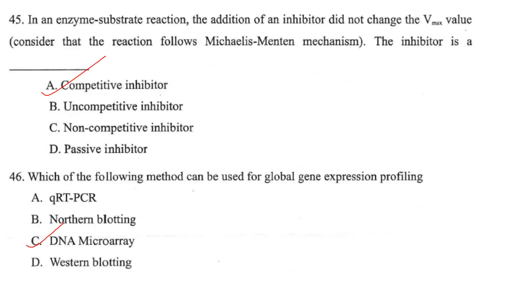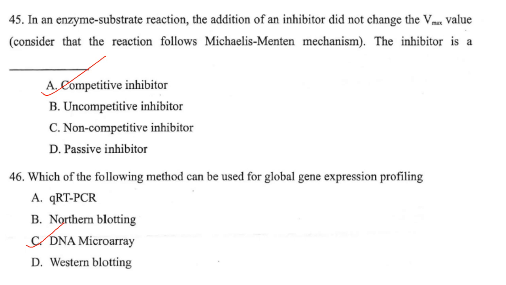Then next one. In an enzyme substrate reaction, the addition of an inhibitor did not change the Vmax value. Consider the following reaction follows Michaelis-Menten mechanism. The inhibitor is A. So there is no change in the Vmax, so that means it is a competitive inhibitor. Answer is option A.